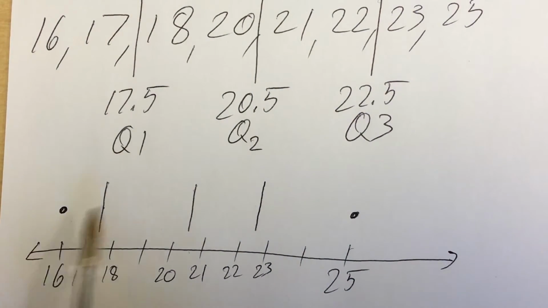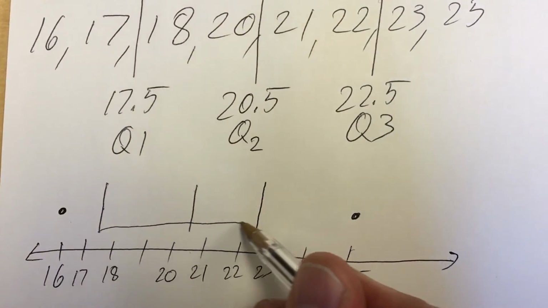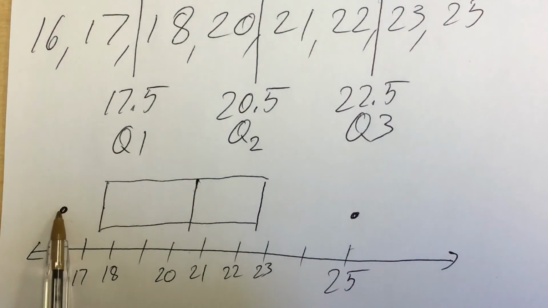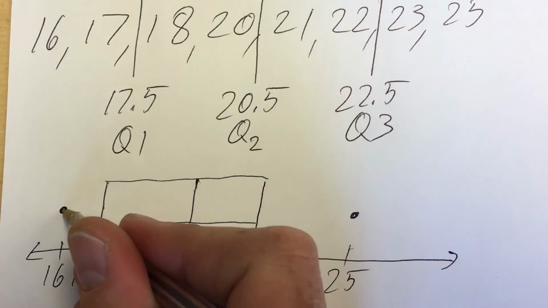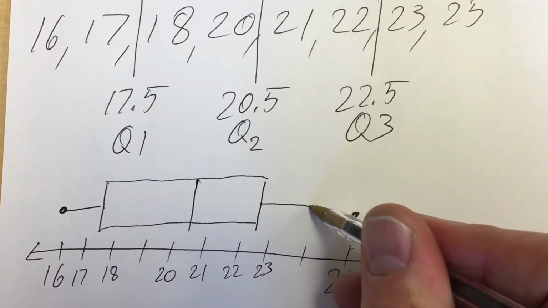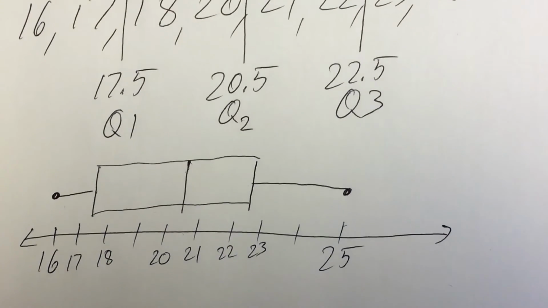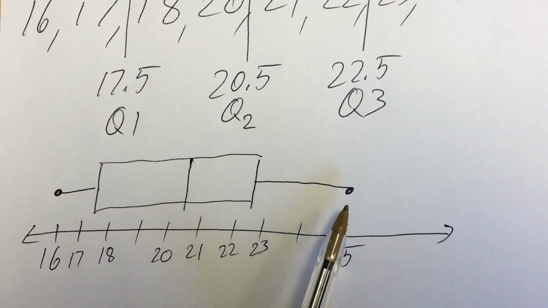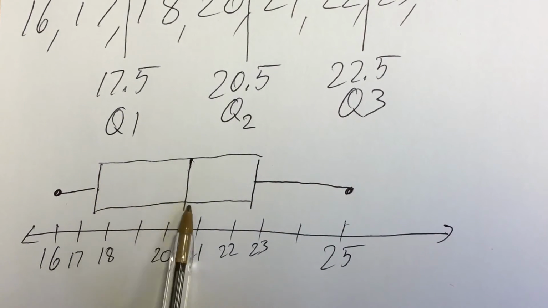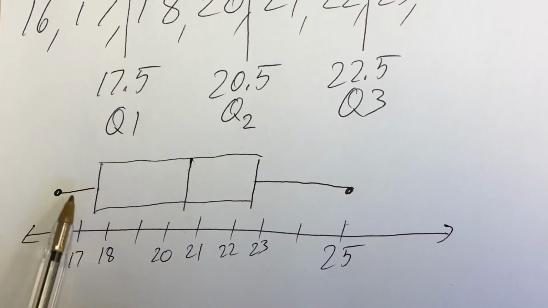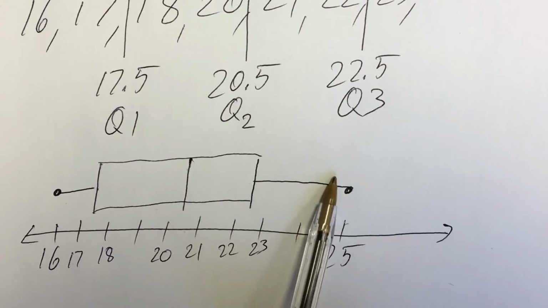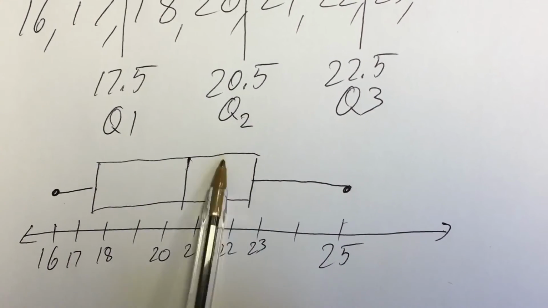Once we have the least value, the greatest value, and our 3 quartiles, we can connect the quartiles to make a box. And we can connect our least value and greatest value to make the whiskers. That would be a box-and-whisker plot for the data given, showing us our minimum value, our greatest value, and our 3 quartiles. Keep in mind 25% of the data is on the left, 25% of the data is on the right, and 50% of the data is inside the box.